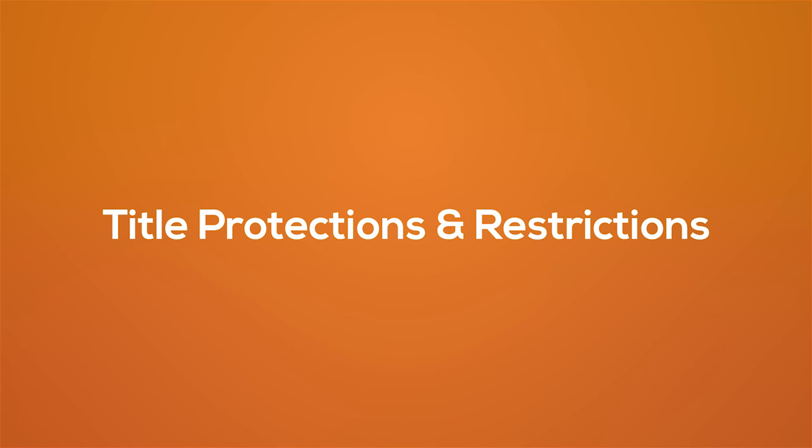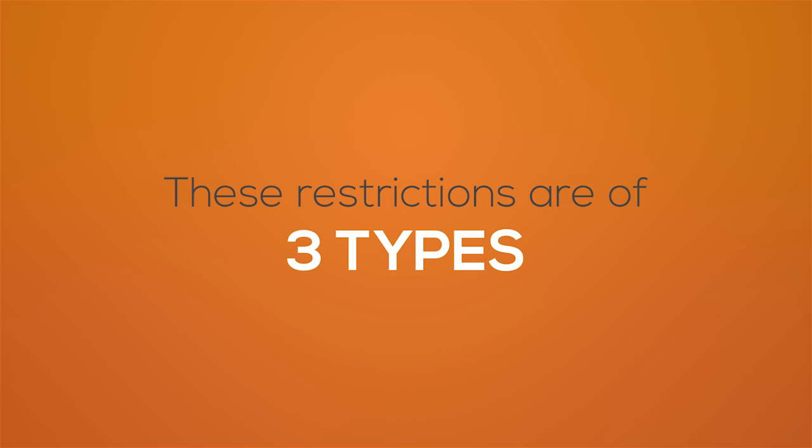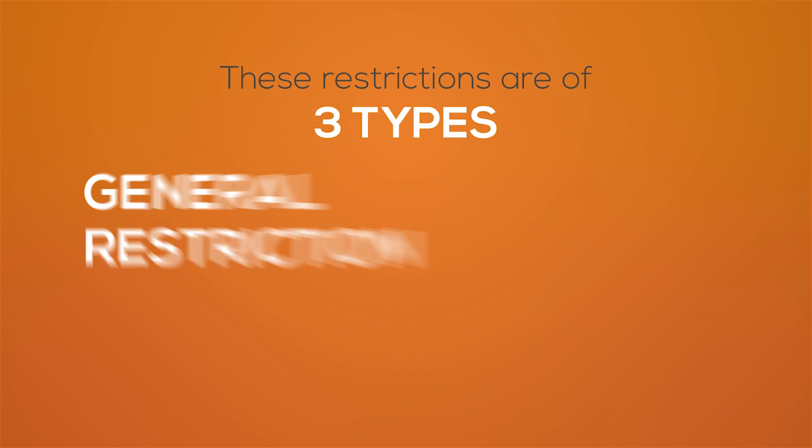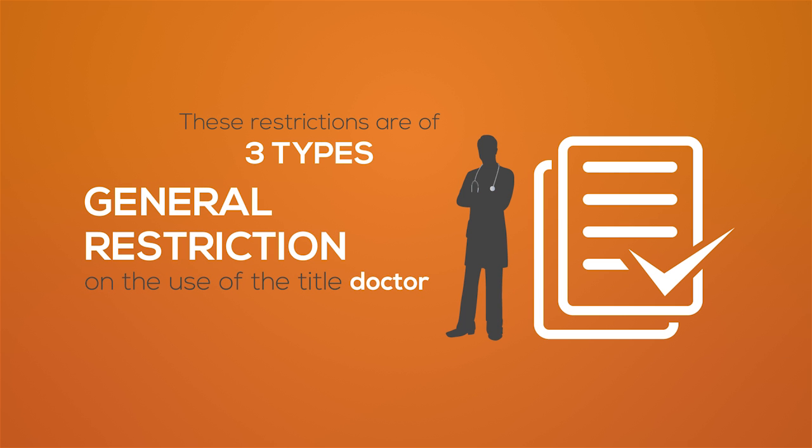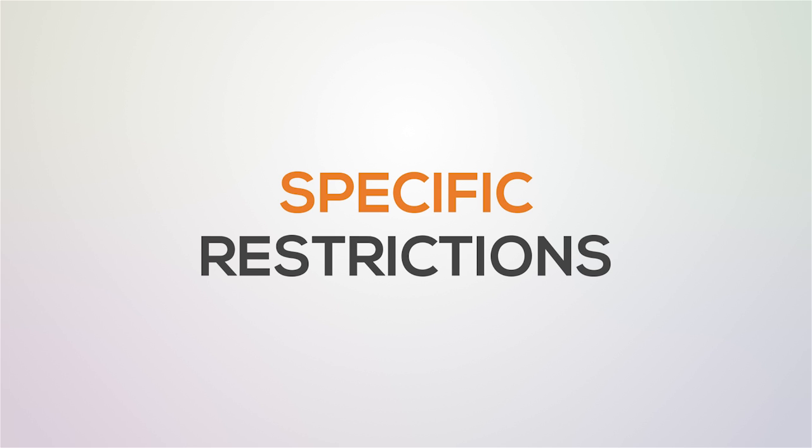Another important public protection tool within the RHPA and the associated profession-specific acts are the restrictions on professional titles and claims that people can make about their professional qualifications. These restrictions are of three types. There is a general restriction on the use of the title doctor in the context of offering health care, unless the user of the title is a member of one of a number of listed professions who are permitted to use this title. There are also specific restrictions on the titles associated with each profession.